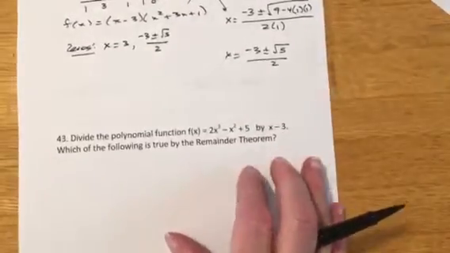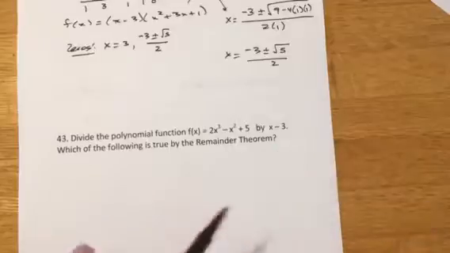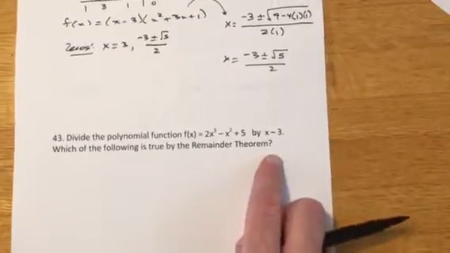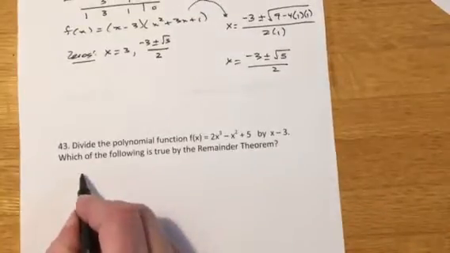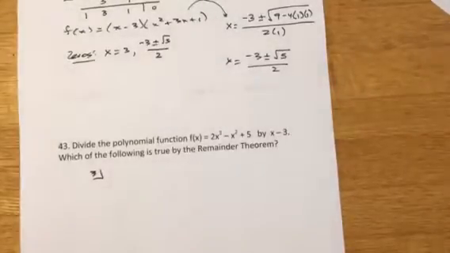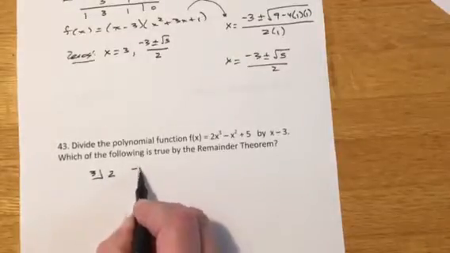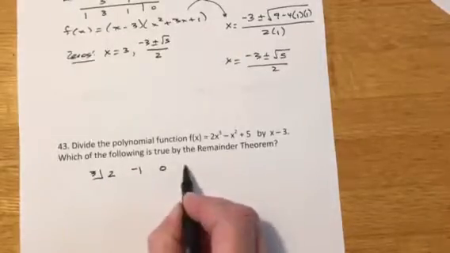43, we're asked to divide the polynomial by x minus 3 and figure out what it would be true. Okay, so let's just go ahead and divide it first. So remember, if you're dividing out by x minus 3 in synthetic, really checking if 3 is a 0. So you have 2x cubed, negative 1x squared, remember 0x, and 5.